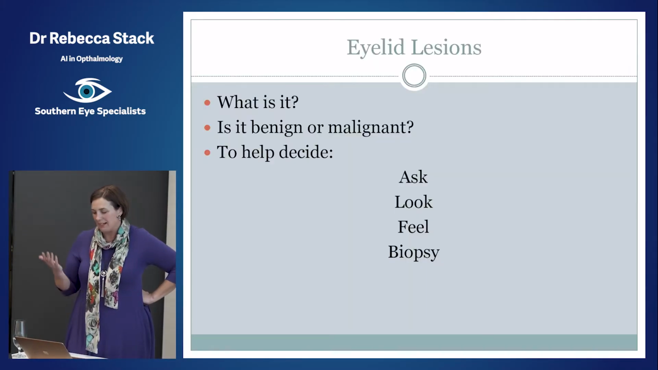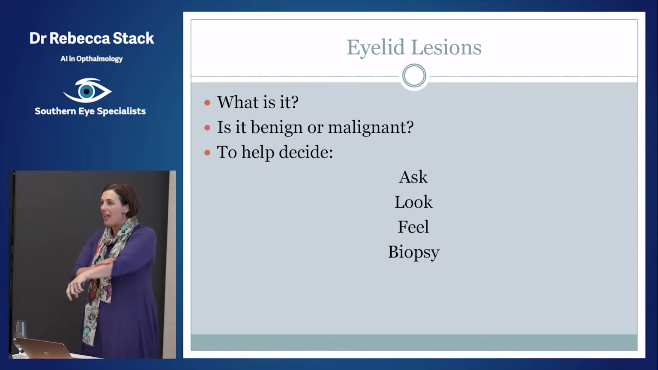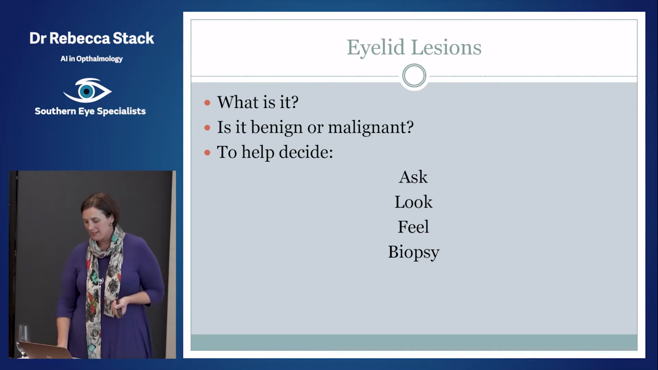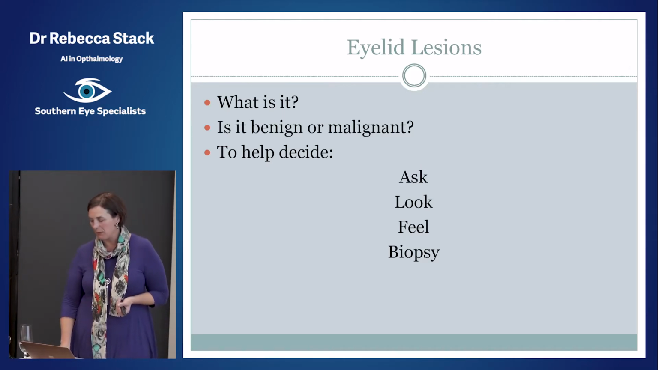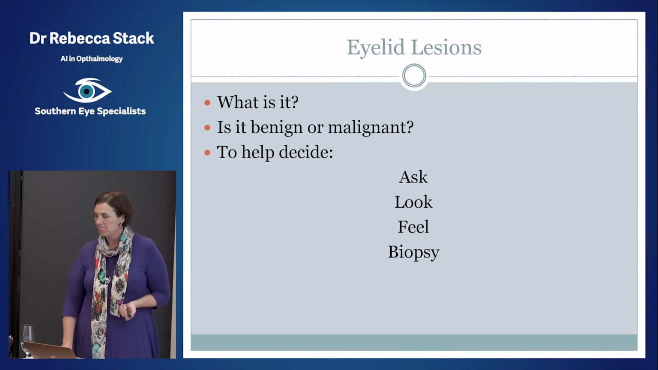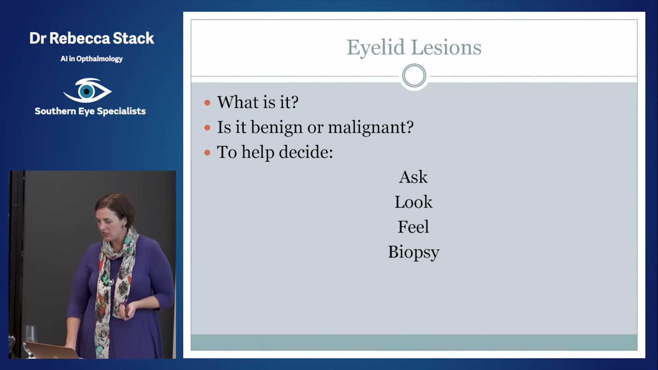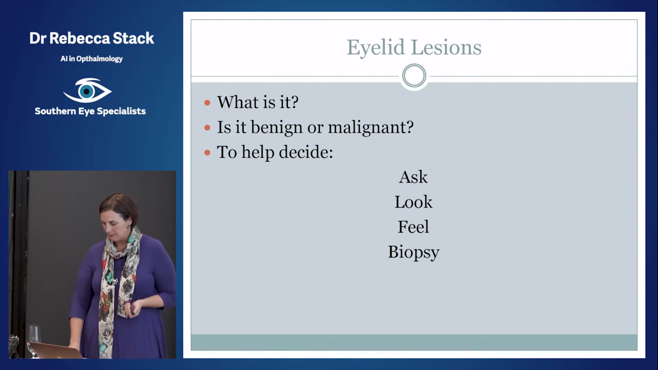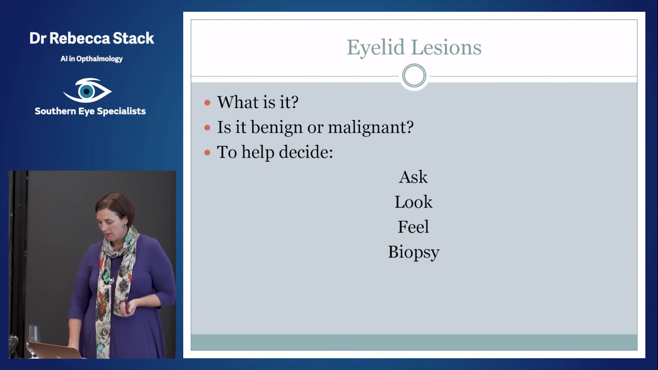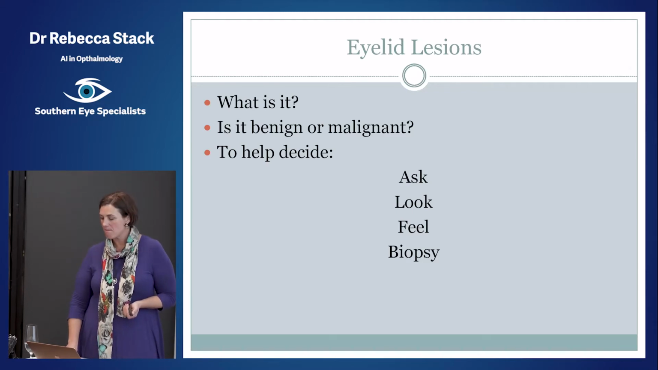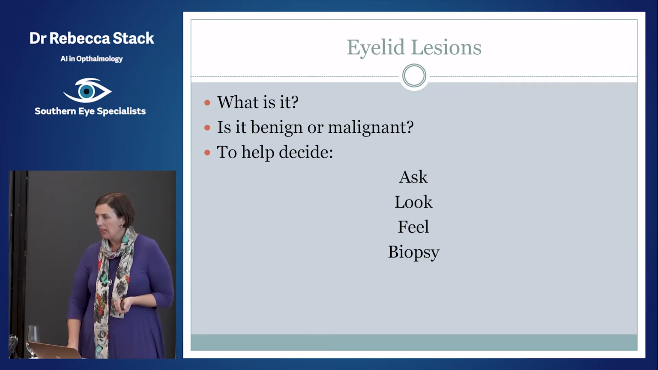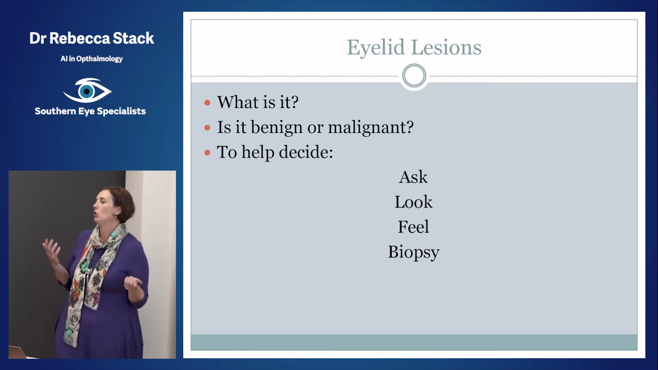So what are we trying to work out? Is it benign or malignant? We can't use an app to take a photo and tell us, so we're still going to have to use the old clues. Ask, look, feel, and biopsy. So what do we want to know about an ask? Has it changed? Yep. What else do we want to know about and ask? Family history, yeah. Personal history as well, yeah. Good.